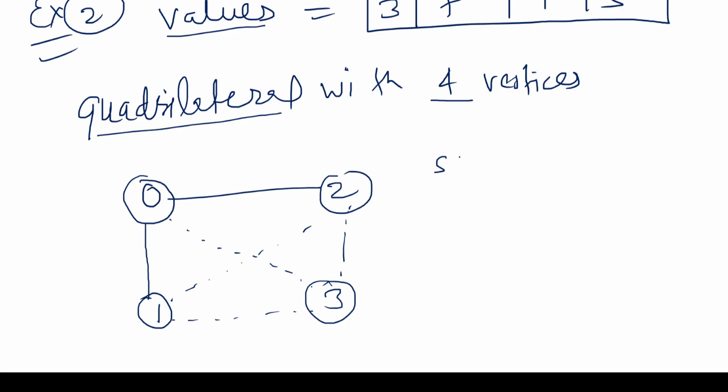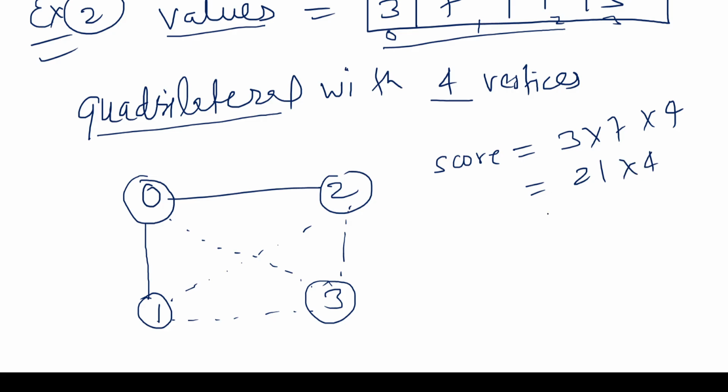So let's find the score, right? We'll say 0, 1, 2, 3. We take this as a quadrilateral. In this, if we want to find the score, we take the very first 3 and then these 3. Let's call this 3 into 7 into 4, and this will give you 21 into 4, 21 into 4, right? So it will come to 84, right?